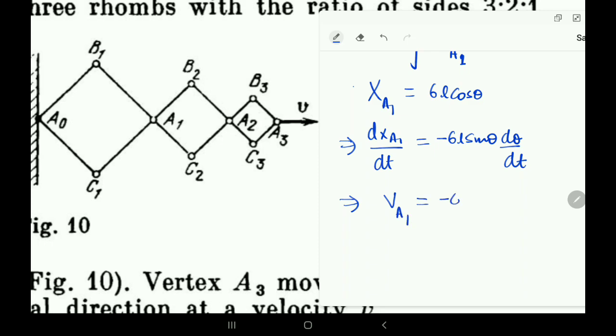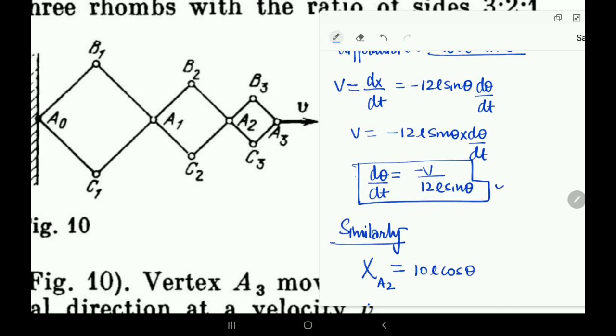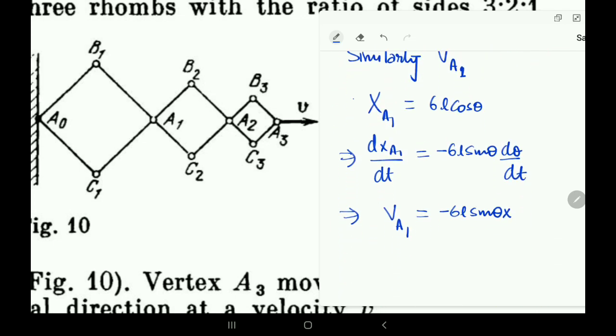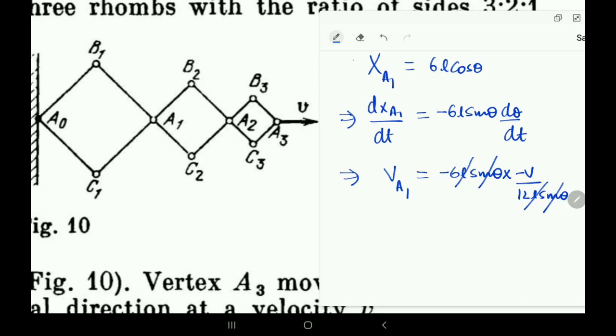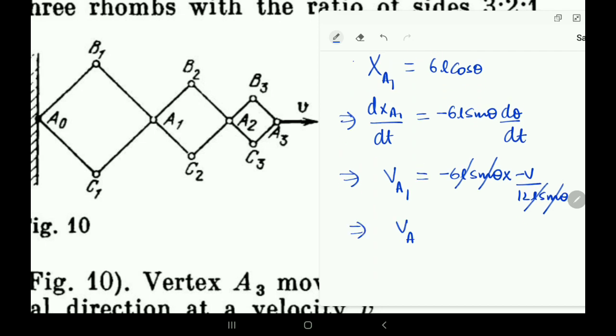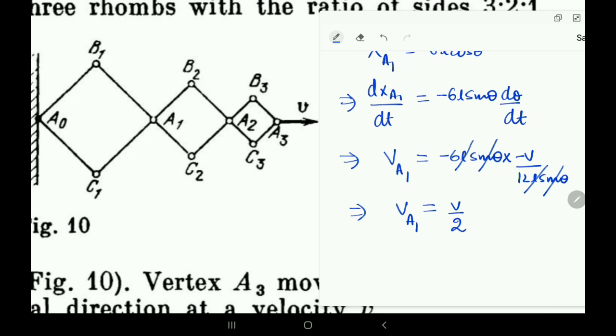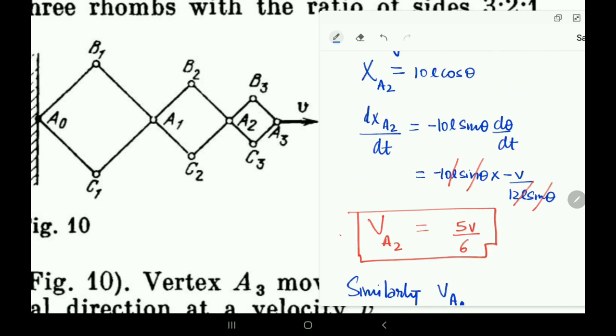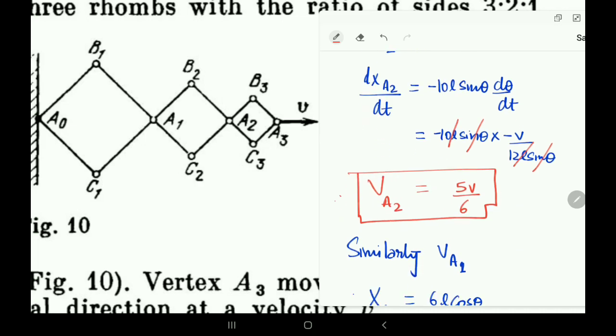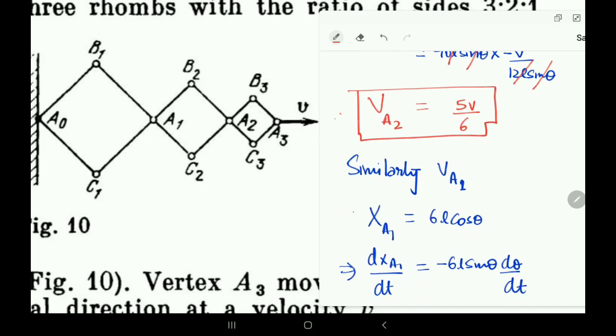Okay, so for the velocity VA1, d theta by dt will be used, which is minus v by 12 L sine theta. So we'll put this value here, minus v by 12 L sine theta, the sine theta gets cancelled, L gets cancelled. So the value becomes v by 2. Since we have considered the forward direction as positive, the answer indicates that A1 is also moving forward with a velocity v by 2. So it is 0.5 v. Alright.